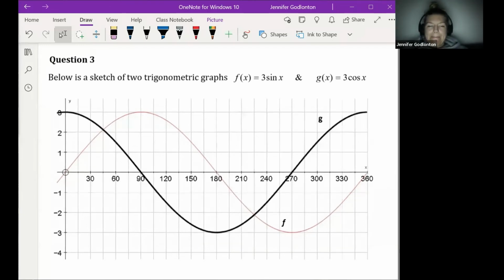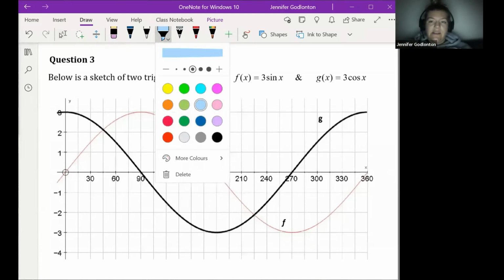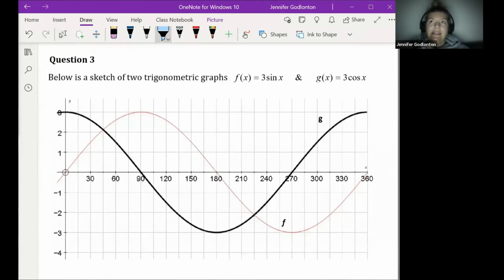Okay. Below is a sketch of 2 trigonometric graphs, f of x, which is equal to 3 sine x, and g of x, which is equal to 3 cos x. Now, what I recommend you do in any test or exam situation is if you have highlighters, use highlighters. If you don't have highlighters, but you have like a dark pen or a pencil, try and distinguish what your 2 different graphs are. Anything that you have that can make it distinguishable.